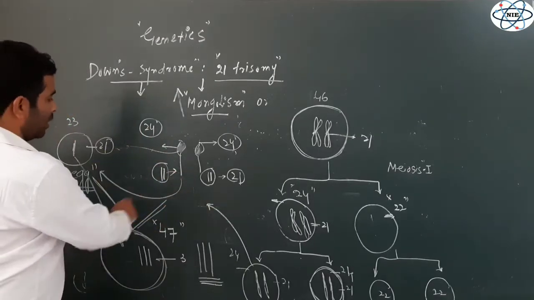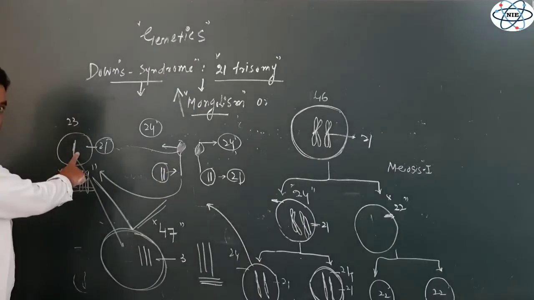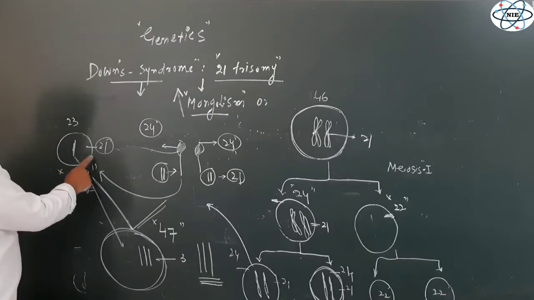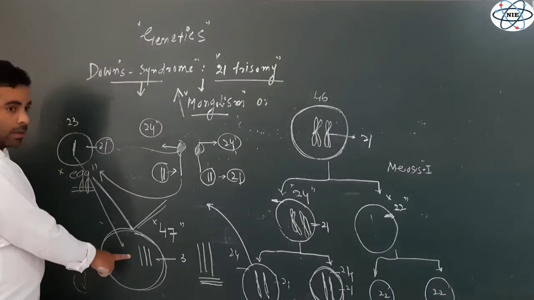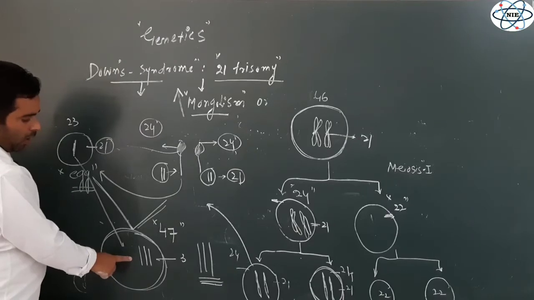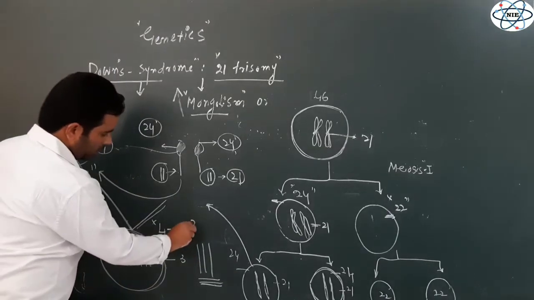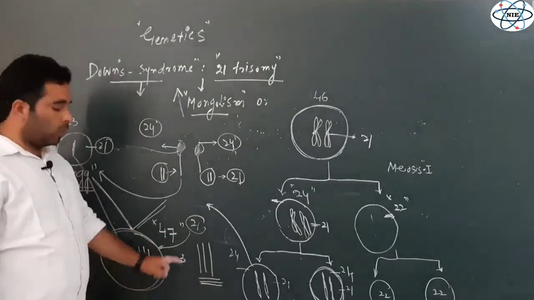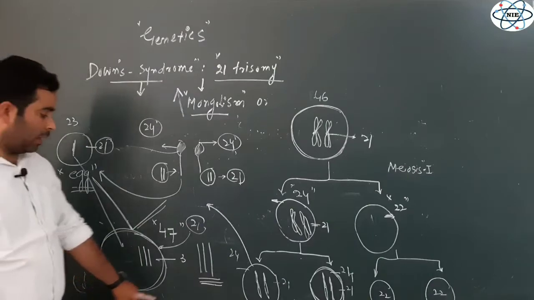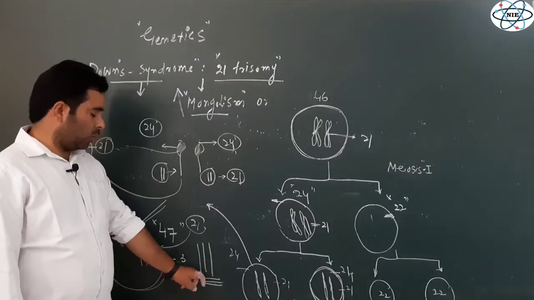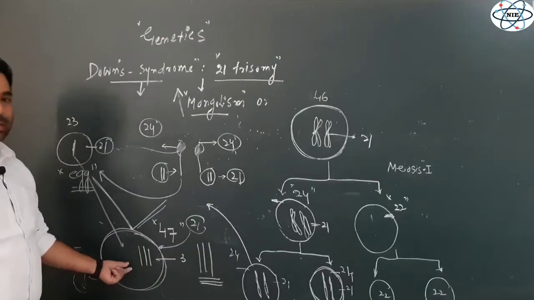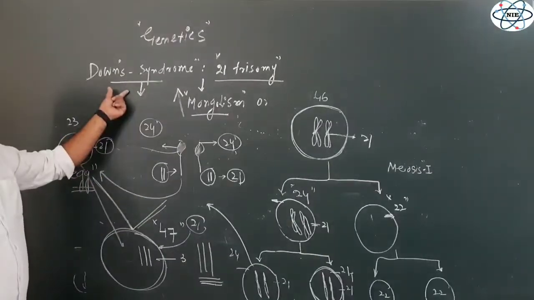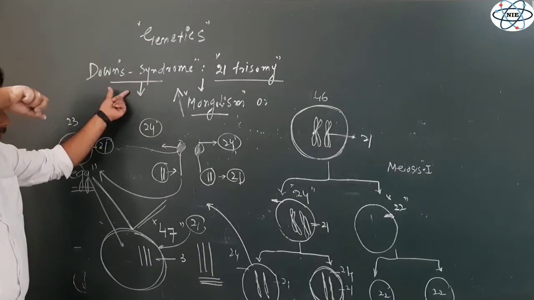And let's say this sperm will fertilize a normal egg. The egg is not having any problem. So if it is fertilizing a normal egg having 1 copy of 21, the net result will be 3 copies of 21 in the zygote. So there is an extra copy of chromosome in the zygote, and that extra copy is 21. 21 should be 2 times in the zygote, but that is 3 times. So that is Down's syndrome. Clear? So this is the actual cause of Down's syndrome.